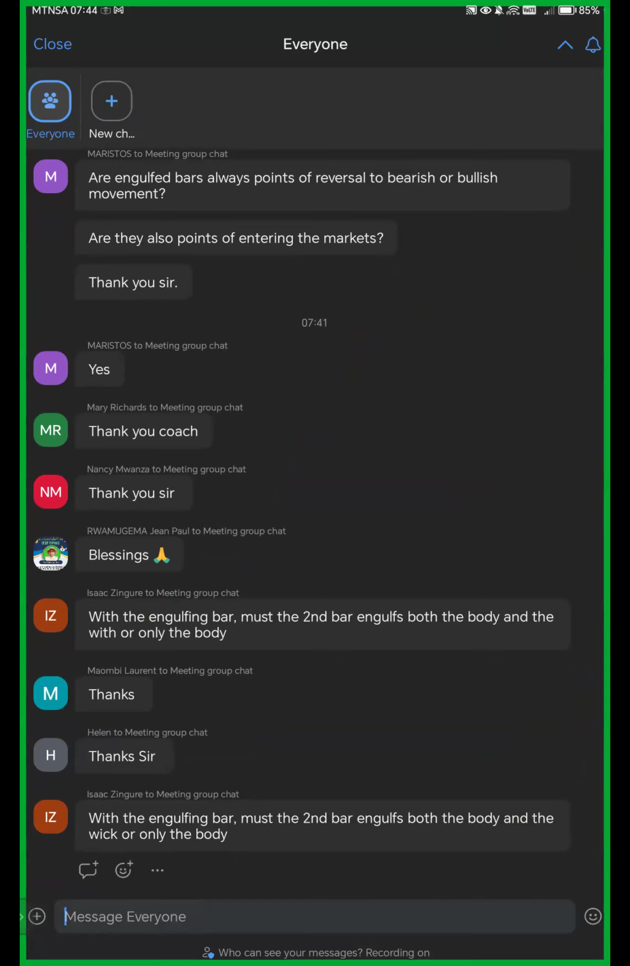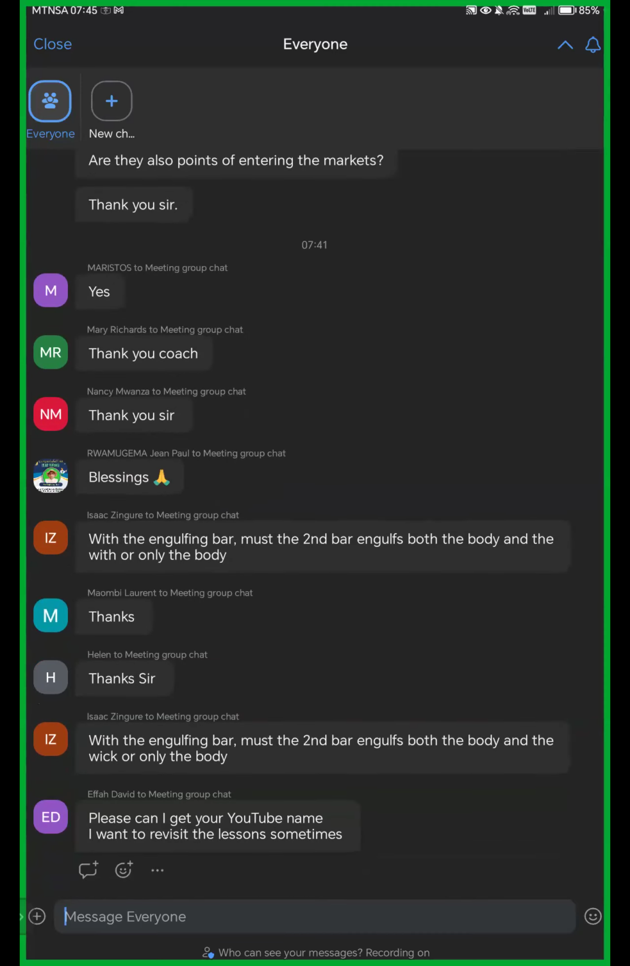Oh, you are talking about the wick and the body. In most cases, you are going to find out that the bar or the candle that is being engulfed is a smaller candle. It is small. So it is hidden within the bigger candle in front of it. Whether it has a wick or is just a body, you see that it is a small body. It is a smaller candle. So obviously it is going to be engulfed by the candle in front of it.